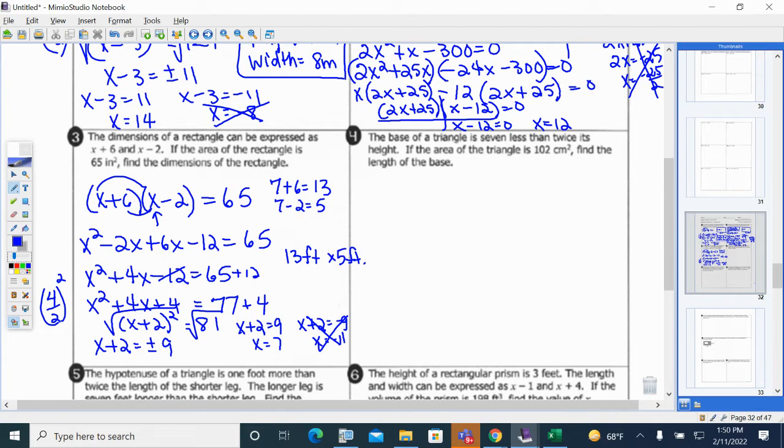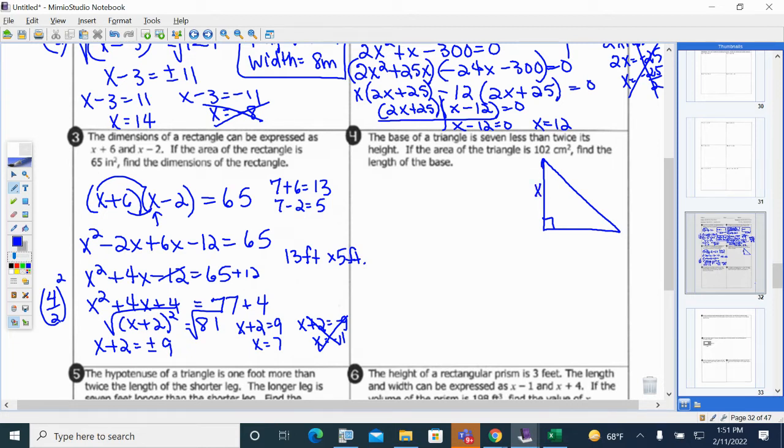Number 4. The base of a triangle is 7 less than twice its height. If the area of the triangle is 102 centimeters, find the length of the base. So still dealing with area here, just a different figure. The base of a triangle is 7 less than twice its height. So I'm going to draw a right triangle just because when we talk about area of a triangle, your base and your height have to be perpendicular.